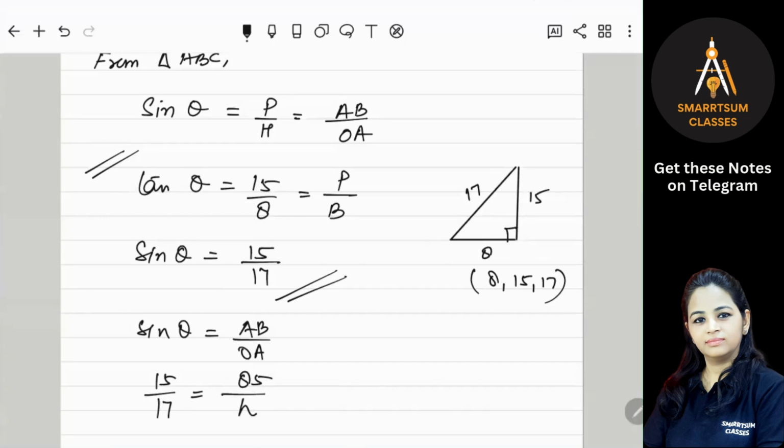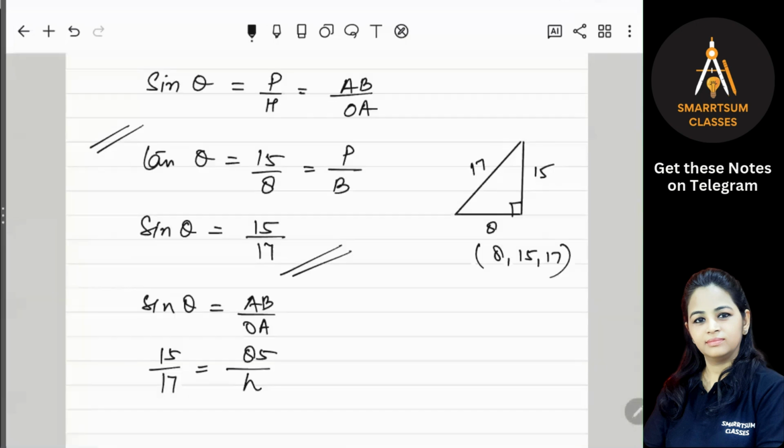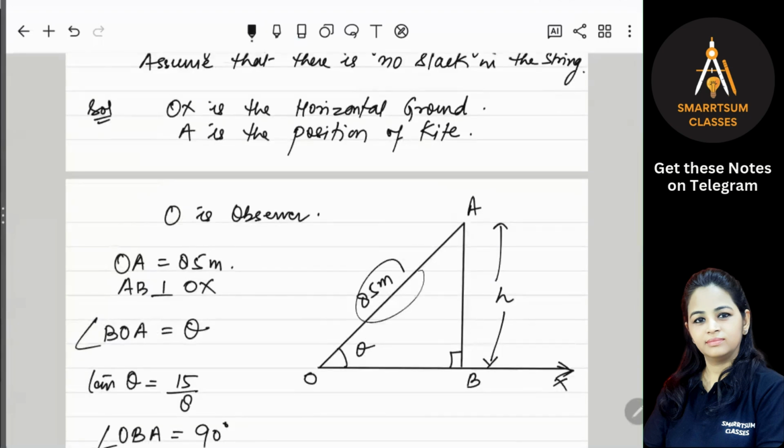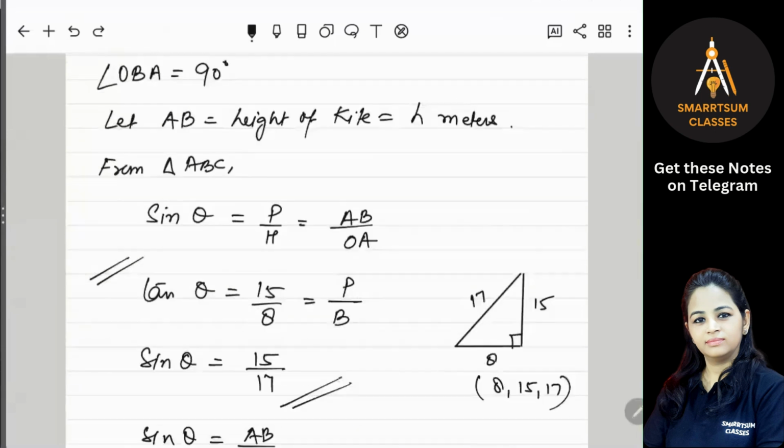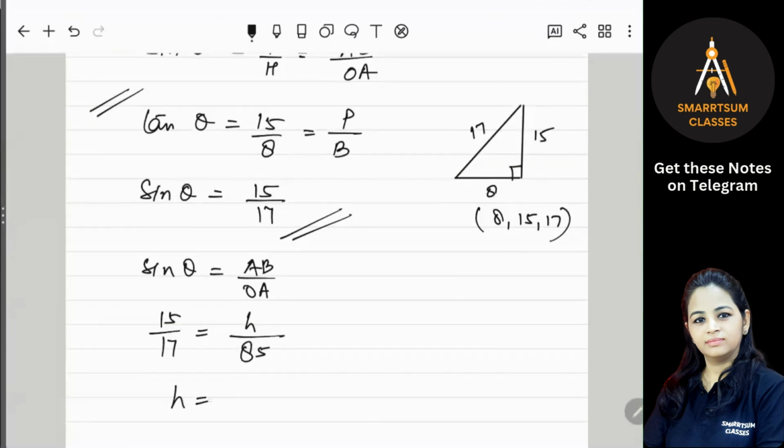Is that clear? Please correct this. AB is not 85. AB is h, which we have to find. And OA is 85, right? This is AB and this is OA, right? 85 meters. Now, we have to find the height of the kite from the ground. So this will be 15 into 85 upon 17. Is that clear?